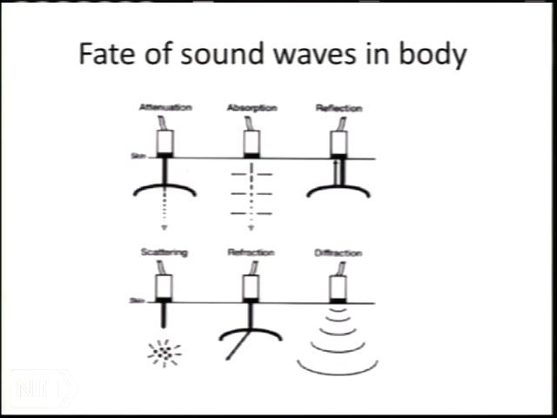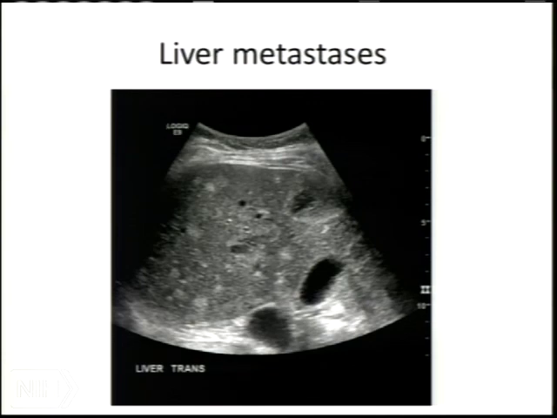Now, lots of things can happen when you put a sound wave into a body. The sound wave can get attenuated. It can get absorbed. It can get reflected. It can get scattered, refracted, diffracted. And so you can get a complex relationship between the signal that you send out and the signal you receive. So here's a patient with multiple small metastases in their liver. They're very subtle on the ultrasound, but if you were able to see the real-time image, they would be much more apparent.